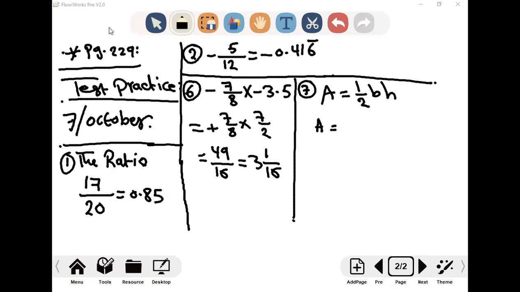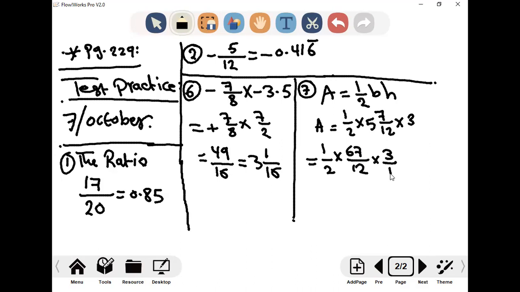So, equals half multiply. The base is given how much? 5 and 7 over 12. The height is given how much? 3. Now, let's turn the mixed number to a fraction. Equals half multiply 12 by 5 plus 7, and 3 over 1. Now I want to cross the 3 with the 12. This is 3 and this is 12. Okay. Both can divide by 3, right?